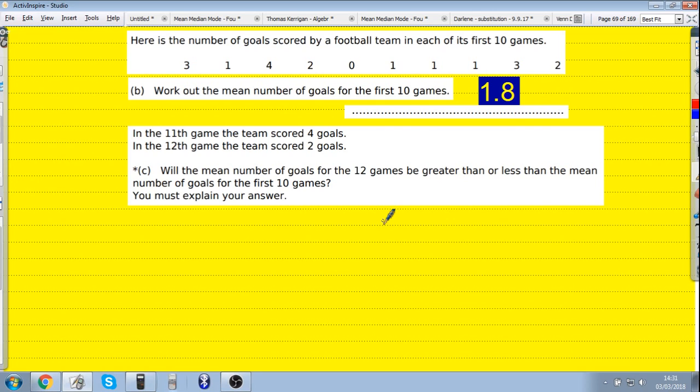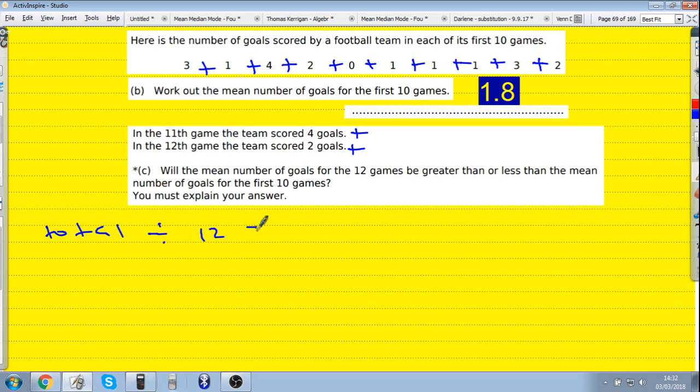Okay, so in that row of numbers, do I have to add in 4 and 2 at the end? Yeah. And then what would you do? You would add them all up and then divide it by 12. That's it. Any questions there? No. Okay. There's another way to do that. So I'll just write total divided by 12.